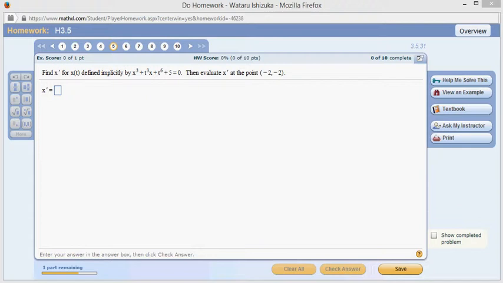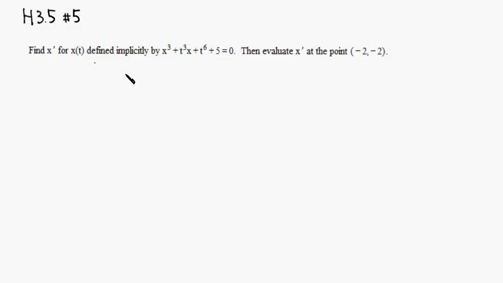We can simply take the derivative of both sides with respect to t. So you have x cubed plus t cubed x plus t to the 6th power plus 5 is equal to the derivative of 0 with respect to t.